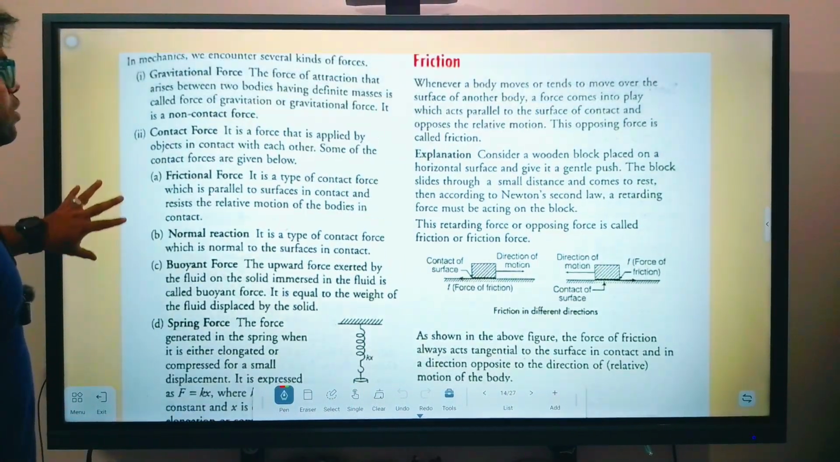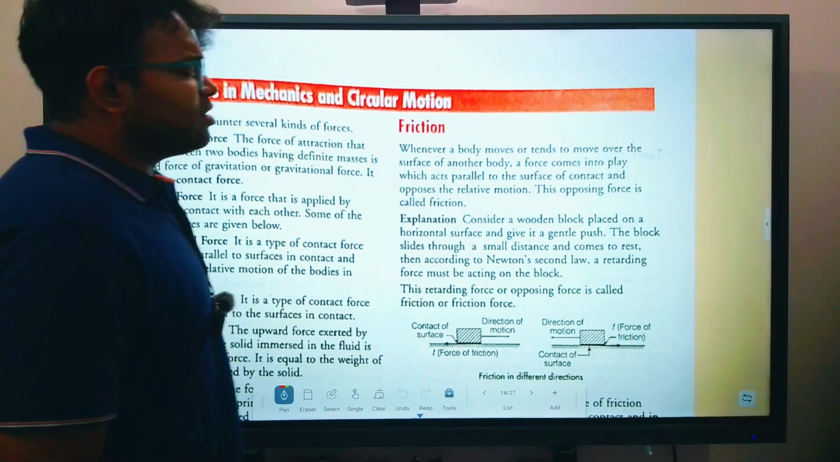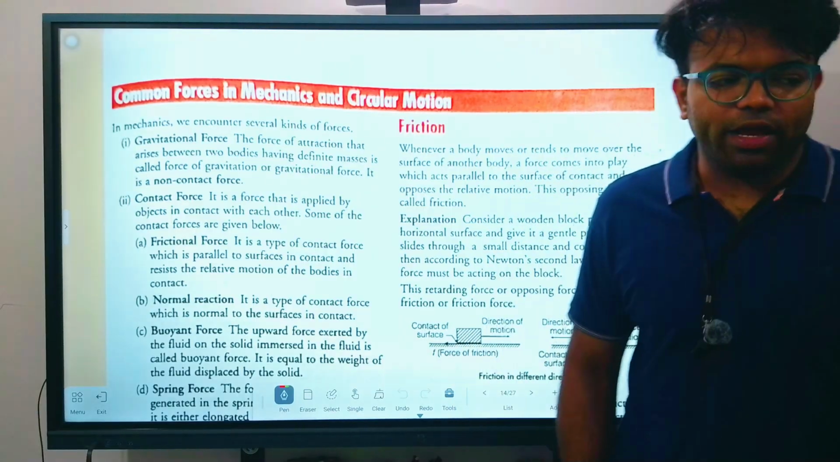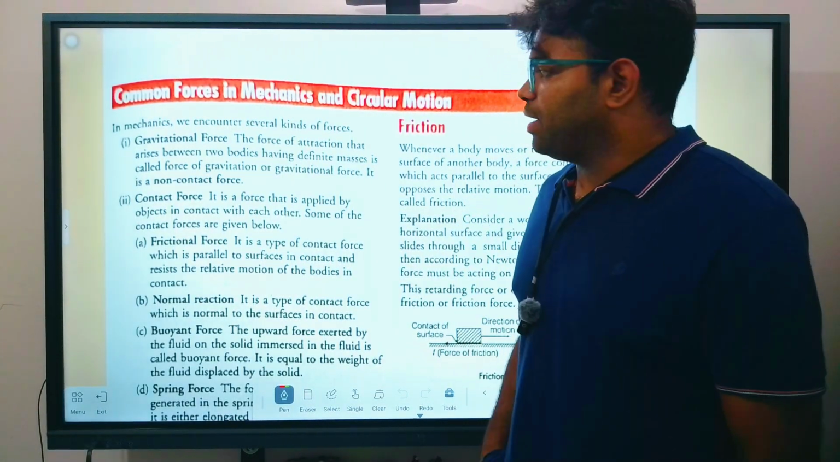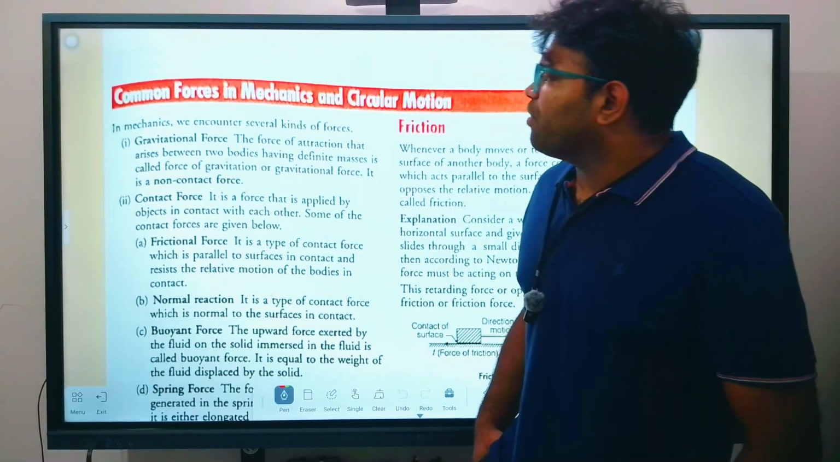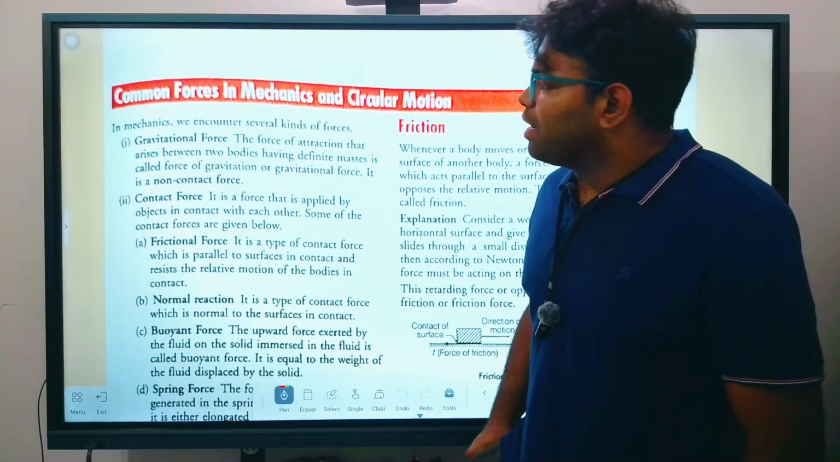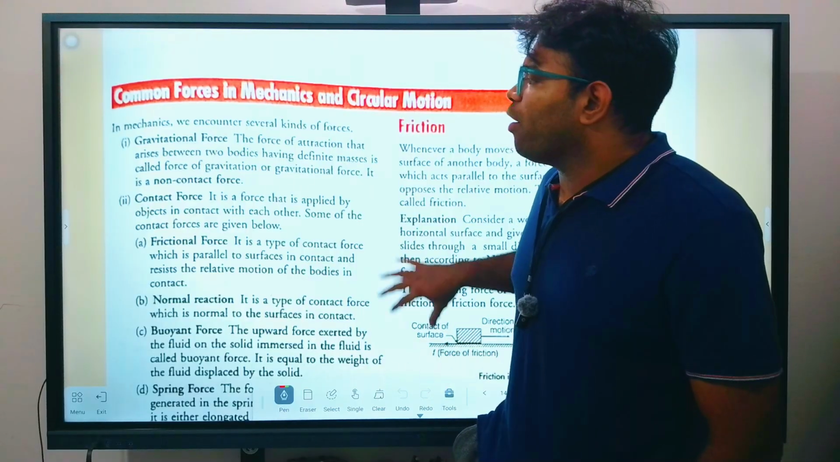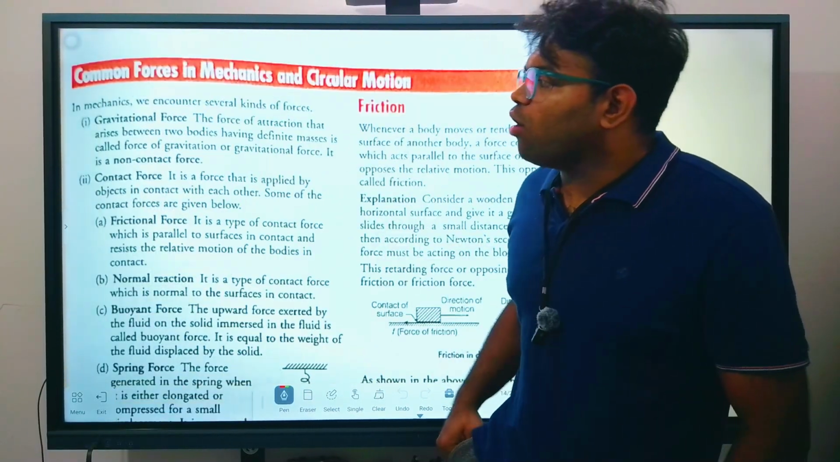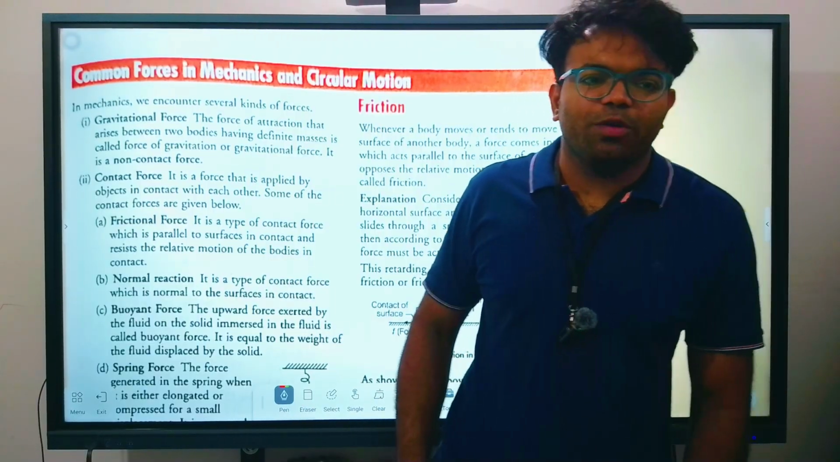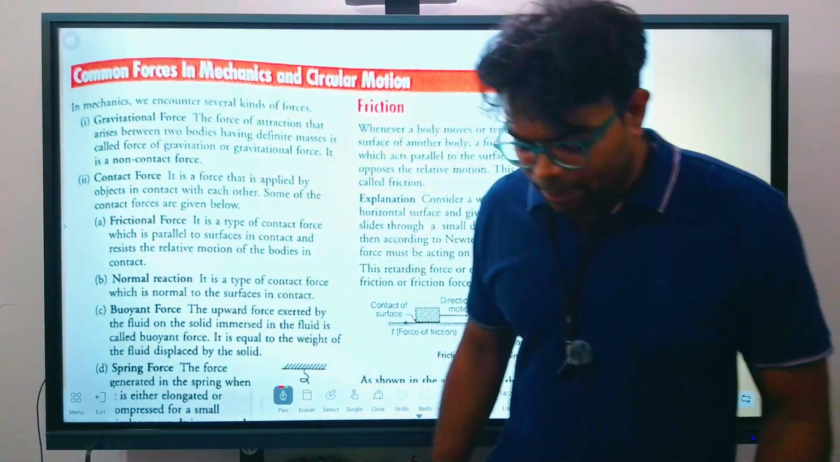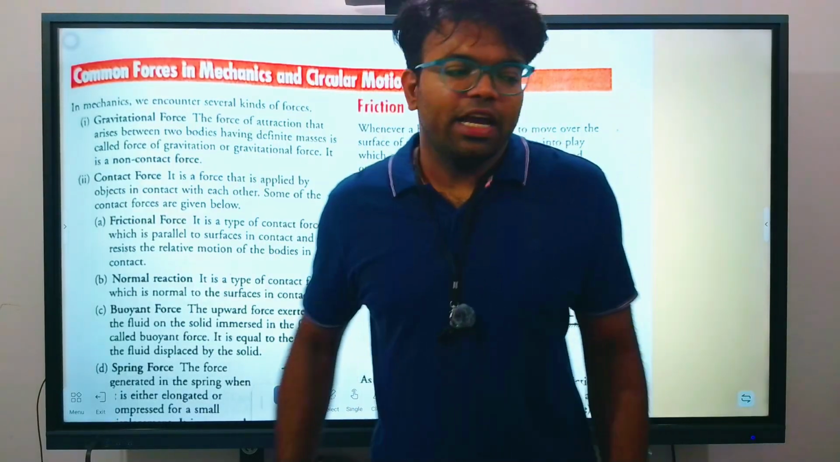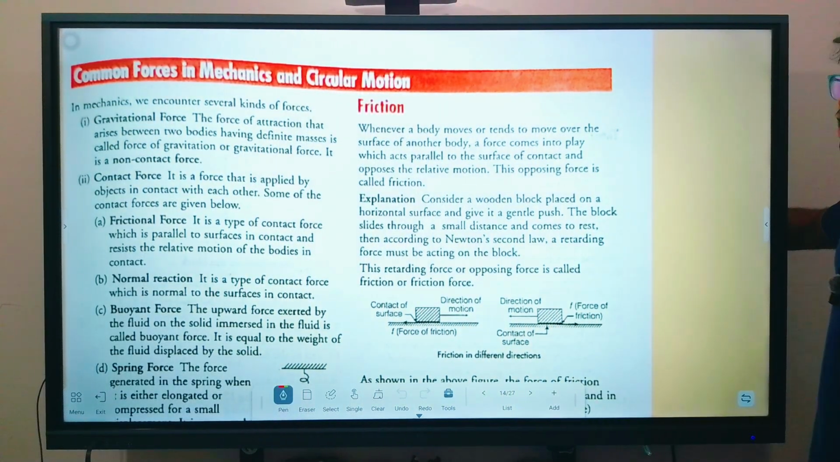So we're going to start with common forces in mechanics and circular motion. What are the forces that we're going to discuss today? In mechanics, we encounter several kinds of forces. Number one, the gravitational force. The force of attraction that arises between two bodies having definite masses is called a gravitational force. We know that. It is a non-contact force. That is the reason why whenever we drop something, it falls to the ground because of Earth's gravity.